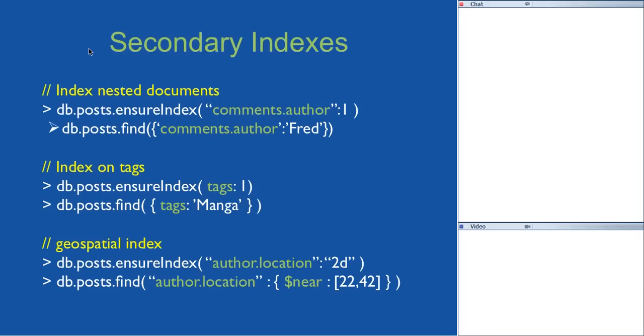You can also index tags, or multi-key indexes. This is essentially putting an index on a tag so that if you query for any of the values in that array, the document will be returned as a hit. So instead of having one big value in the index, you have one value for every element of the array. We also have geospatial indexes.